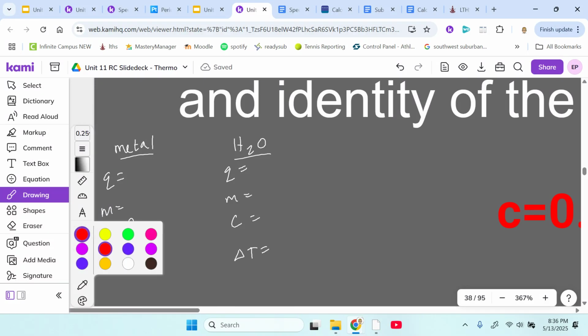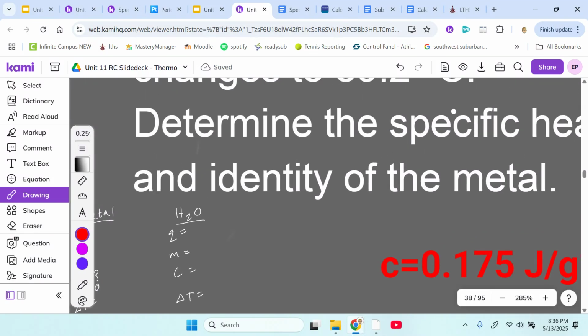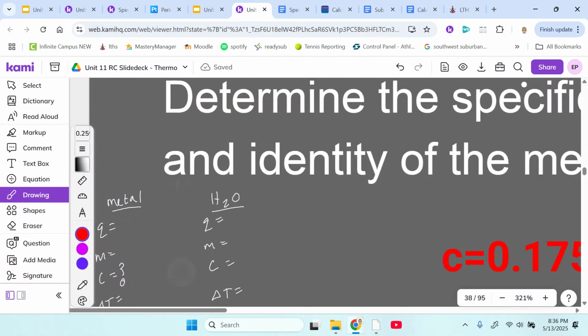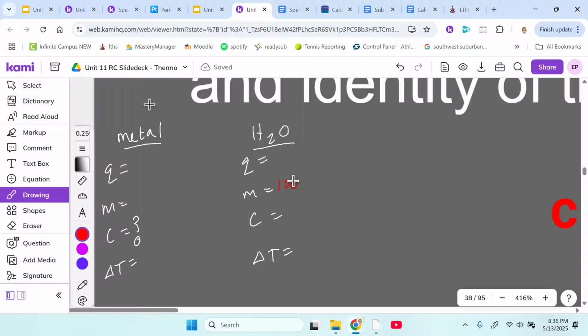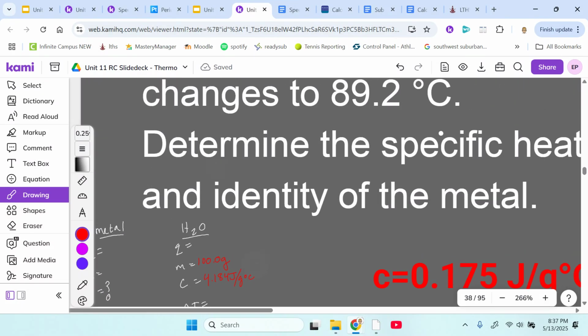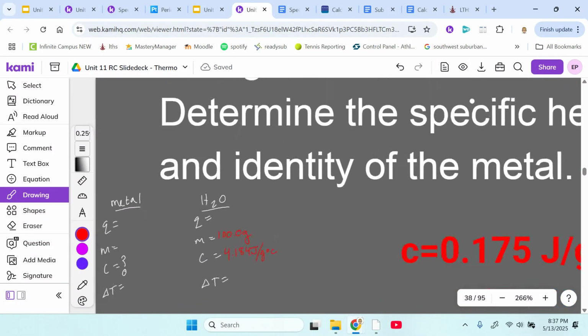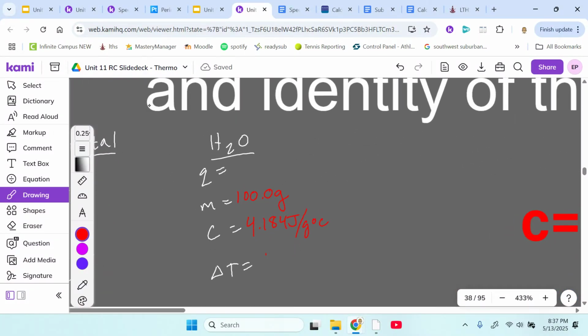Now let's start filling in things we know in this question. We know that the amount of water that was placed into the coffee cup calorimeter on the inside was 100 mL. Well, turns out that's 100.0 grams, at a heat capacity of 4.184 joules per gram degree Celsius. Now, how much did the temperature go up for the water? All right, from 25 up to 89.2, so 89.2 minus 25.0 is a total value of 64.2 degrees Celsius, positive.